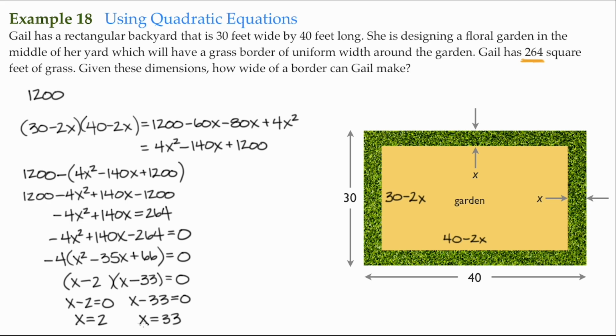So x is going to represent the width of the border. Now, it wouldn't be 33 because having a border that is 33 feet wide is wider than the entire yard. So it's got to be 2. So it's got to be a 2-foot border that would go all the way around. So the solution here is a 2-foot border. And there we go.